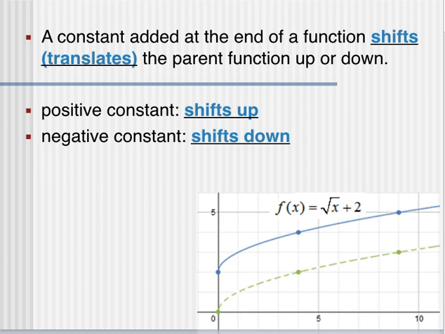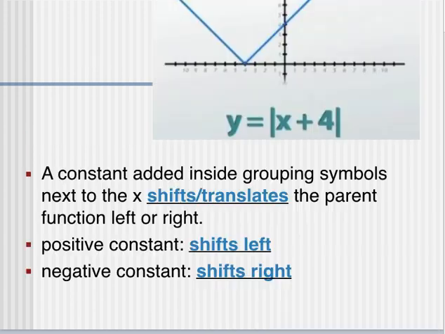Now there are 2 more rules, and these are a little bit newer. These you did not discover with the graphing because they're a little bit more complicated. Fill this in. A constant, or a number without an x, that's added inside grouping symbols next to the x, like parentheses or absolute value signs, does something different: it translates or shifts the parent function left or right instead of up or down. A positive constant shifts left and a negative constant shifts right.